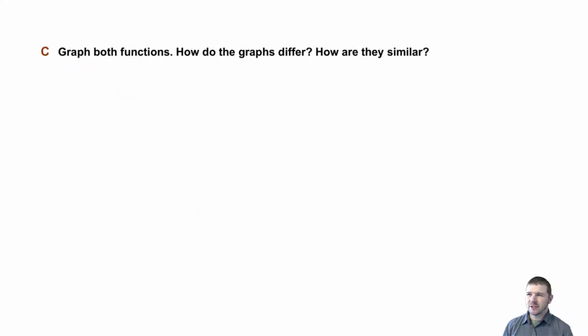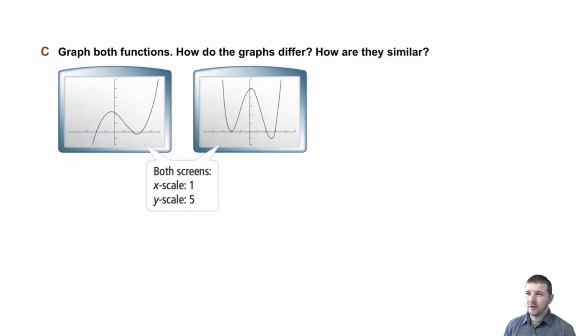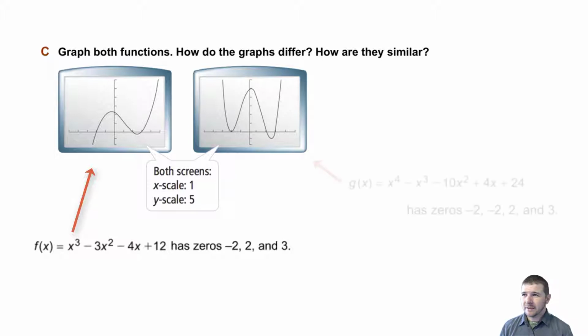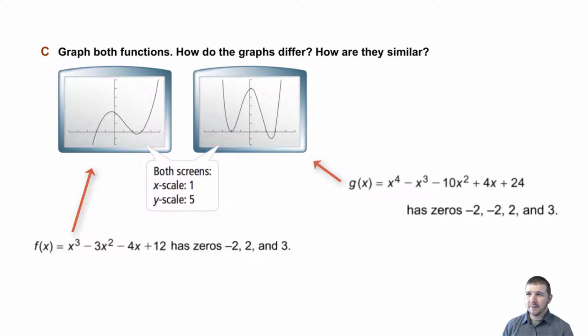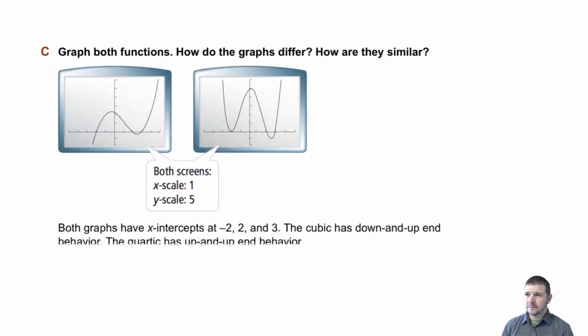Part C. The instructions say, graph both functions. How do the graphs differ? How are they similar? Well, note the graphs. On the left, the graph of f of x from part A, and on the right, the graph of g of x from part B. Both graphs have x-intercepts at -2, 2, and 3.